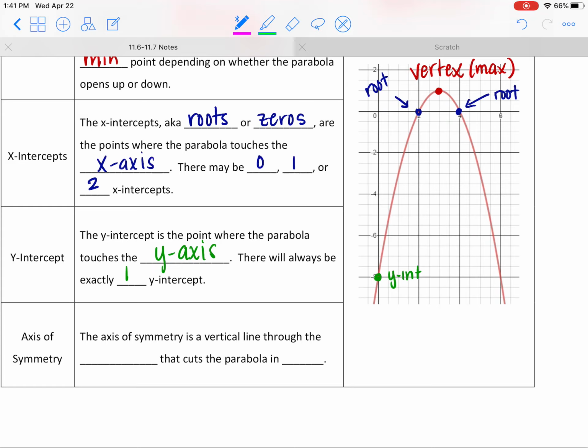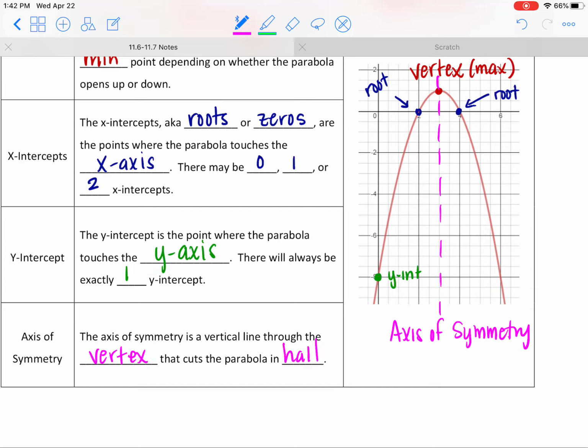I'm sure you've heard the word symmetry before. Symmetry has to do with sameness, and we have symmetry in every parabola that we draw. And the symmetry happens around the vertex. If we were to make a vertical line here through the vertex and fold the parabola in half over that line, the two halves would match up exactly. They are symmetric, exactly the same on either side. And so that vertical line that goes through the vertex that cuts that parabola exactly in half is called the axis of symmetry.